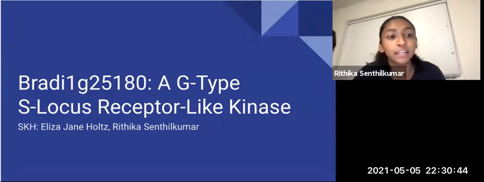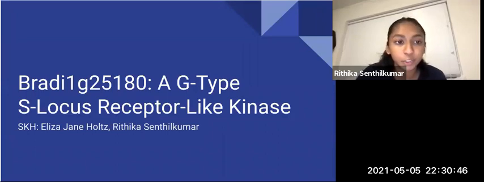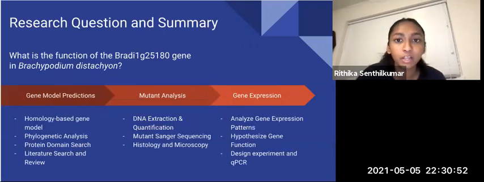We're group SKH, and our gene is Bradi1g25180, which encodes for a G-type S-Locus receptor-like kinase. The main goal of our research is to determine the function of this gene in Brachypodium distachyon, which is the plant we've been working with.